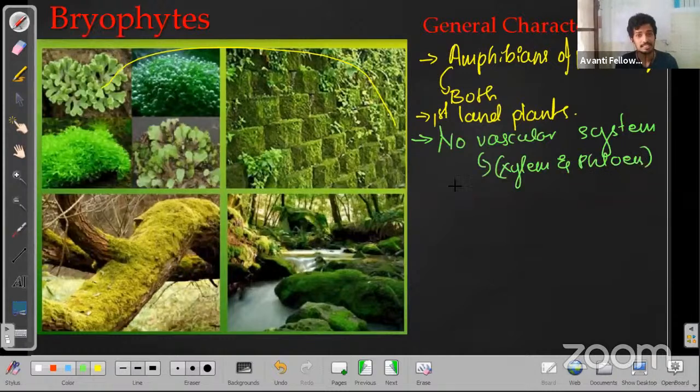Stem-like. Lavanya, you raised your hand. If you have any doubt, just put it in the chat box. It's saving the document, guys. Sometimes it won't write, so I'm taking a little time. Stem-like, root-like structures are present.